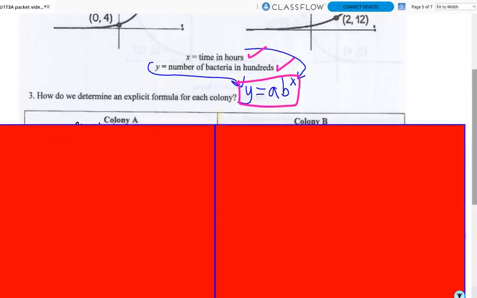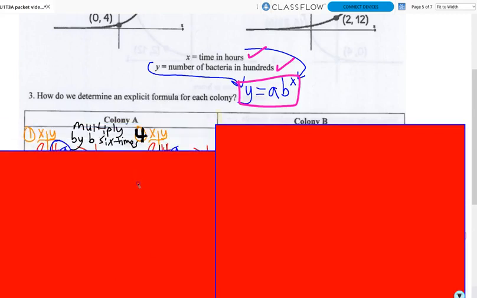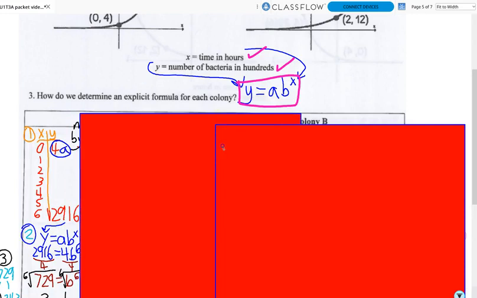So in colony A, you're going to do this in 4 or 5 steps. My first step is going to be to set up my table for creating points that will help me find the equation. And if you look at my table for colony A, I have x and y.